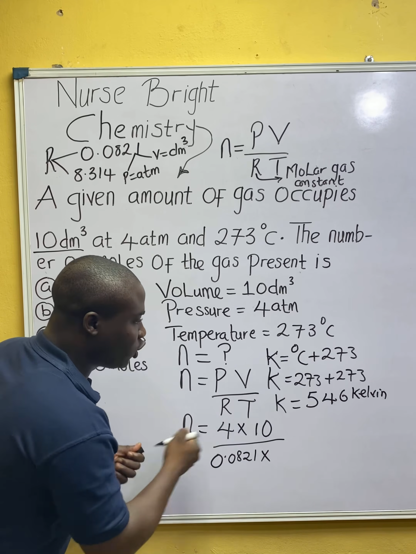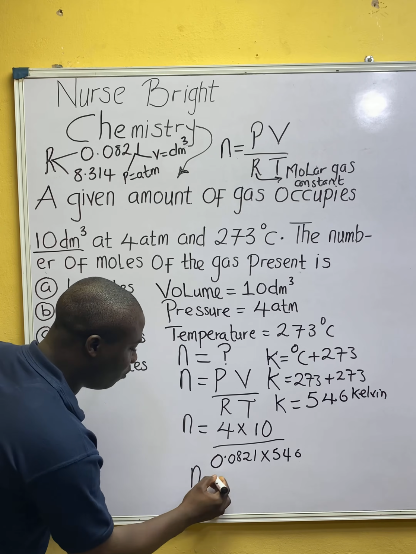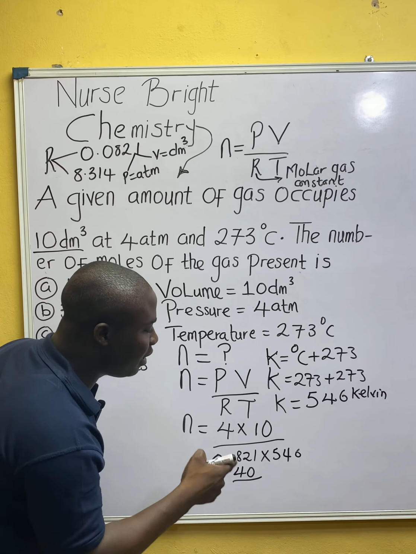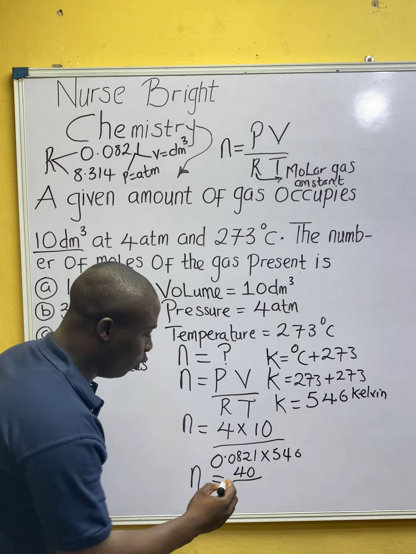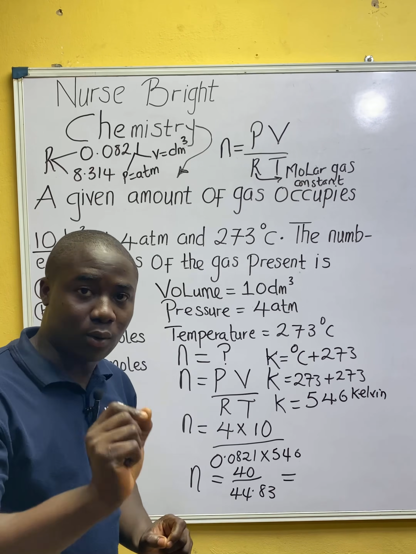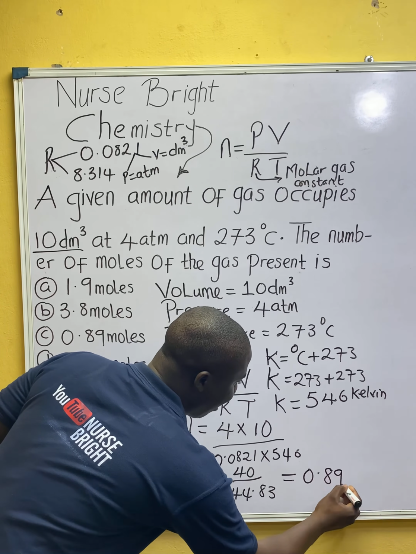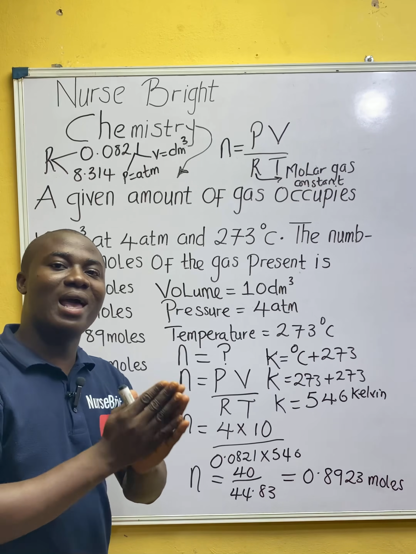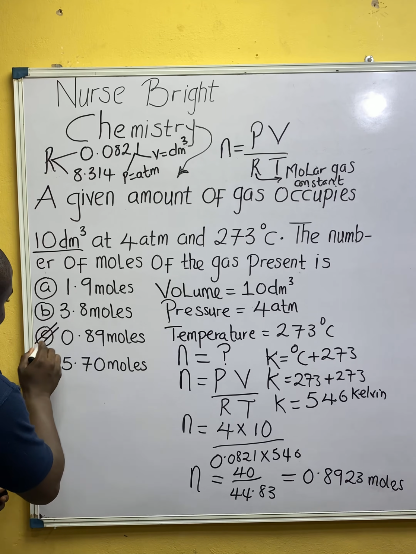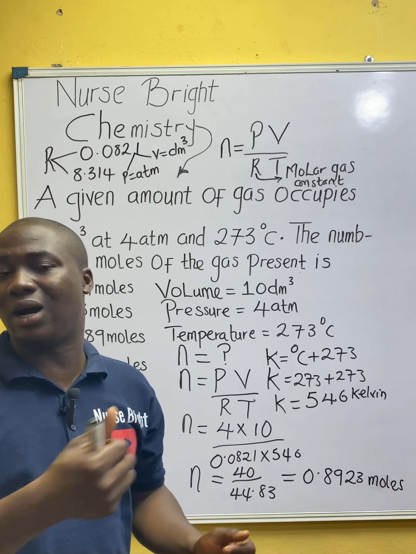So for the temperature, we're going to put 546 Kelvin. All right, whereby number of moles will now be equal to 4 times 10, that is 40, over 0.0821 times this value, which will give us 44.83, whereby when we hit our calculator, number of moles we are going to get becomes 0.8923 moles. So let's look for our answer in the options, whereby the answer to this question becomes option C, which is 0.89 moles. I believe you understand how this question was solved.